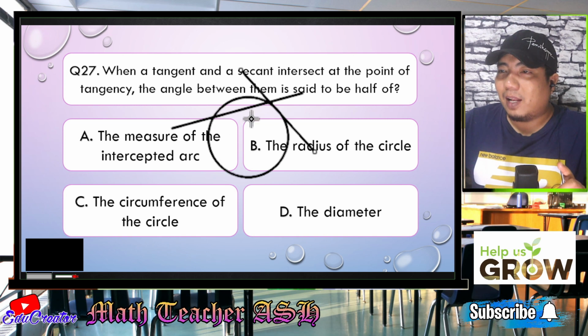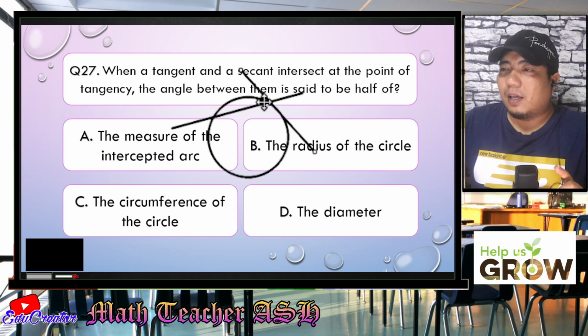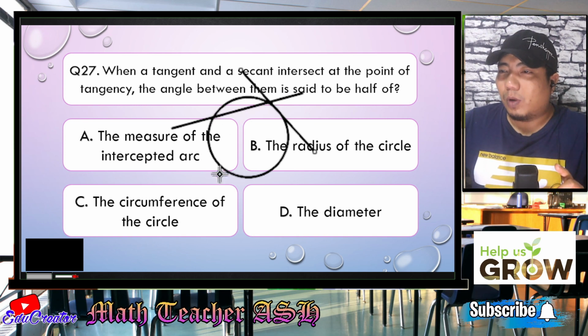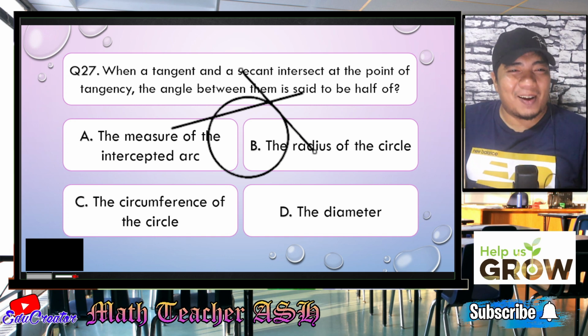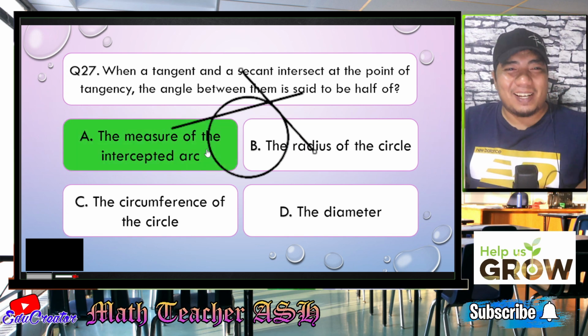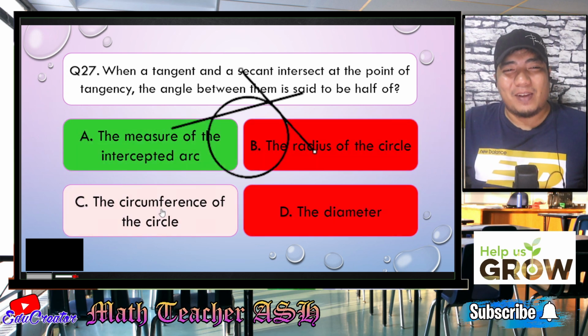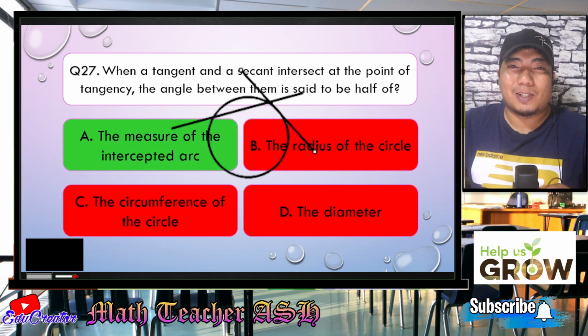So the angle that is formed, this one, is said to be half of what? Half of this one. What do you call that? That is what we know as the intercepted arc. So that is letter A, my dear math learners. Easy, right? Very easy.